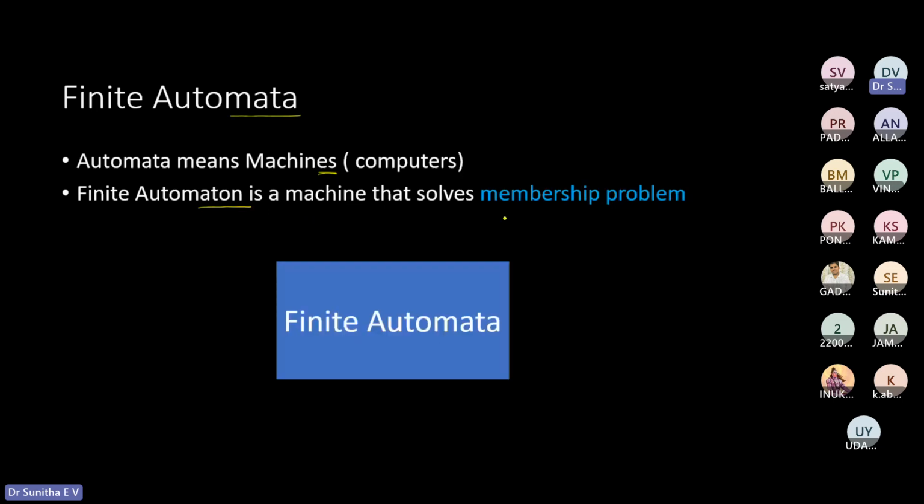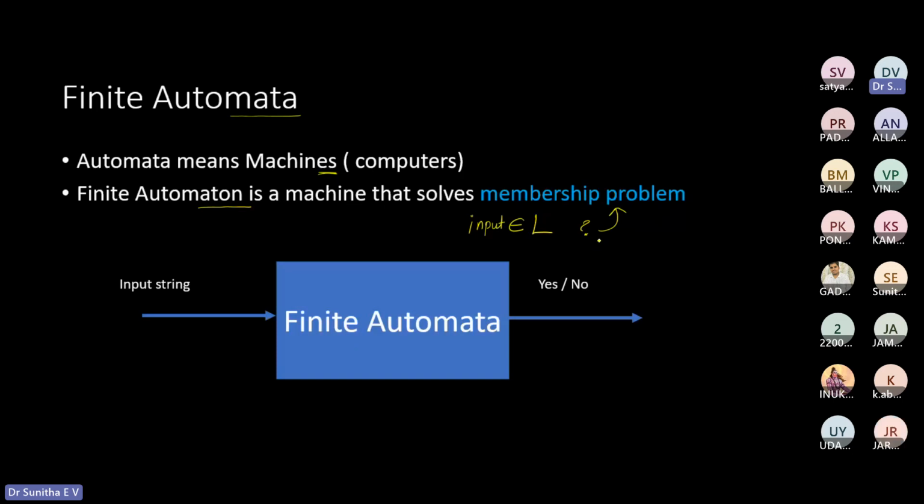So what does membership mean? So suppose this box represents our finite automata. And it takes an input string, and the finite automata will tell you whether this input is a member of the language or not. Okay, so if a language L is given, the finite automata will tell whether the input belongs to this language or not. This question will be answered by finite automata, and this is actually called the membership problem. Whether the input is a member of the set or not, member of the language or not. Okay, so it can be yes or no, or we can call it accept or reject.